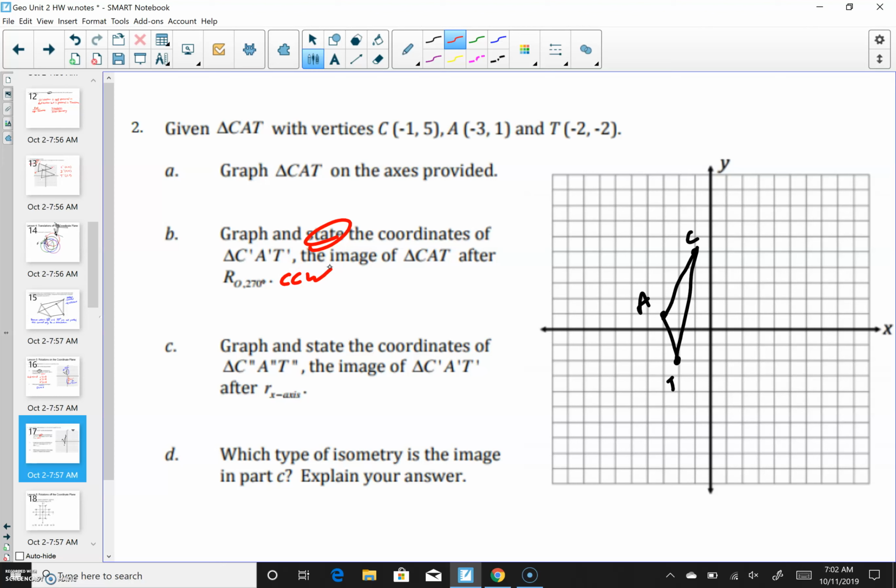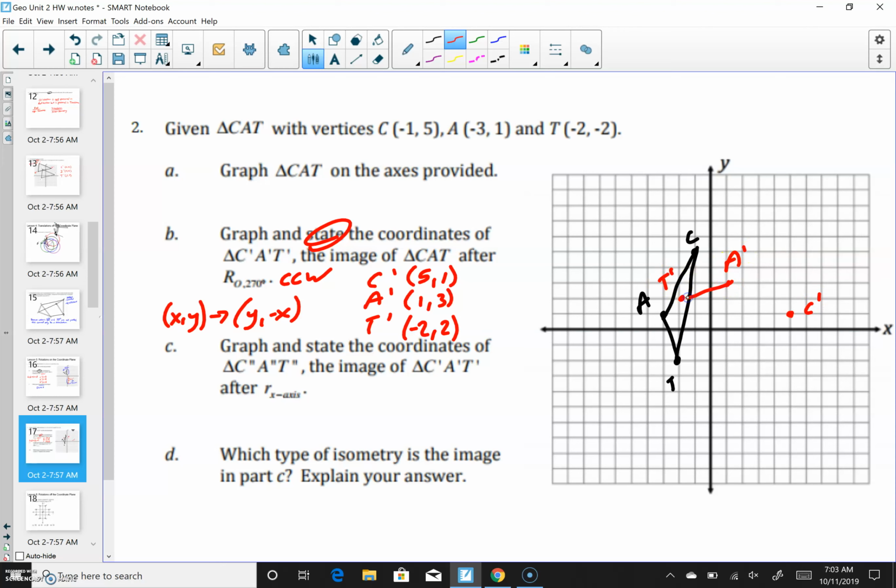So that's 3 left-hand turns, or you can remember the rule. The rule says (x, y) goes to (y, -x). So then C prime is going to give us (5, 1). A prime is going to give us (1, 3). And T prime is going to give us (-2, 2). So 1, 2, 3, 4, 5, 1. We've got (1, 3). And (-2, 2). So C prime, A prime, T prime.